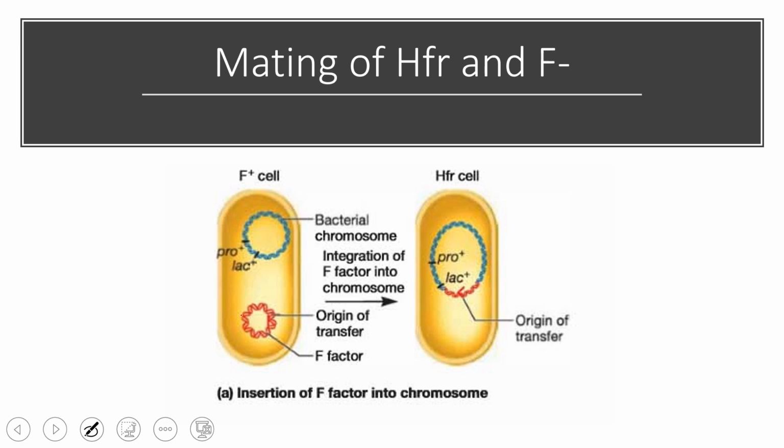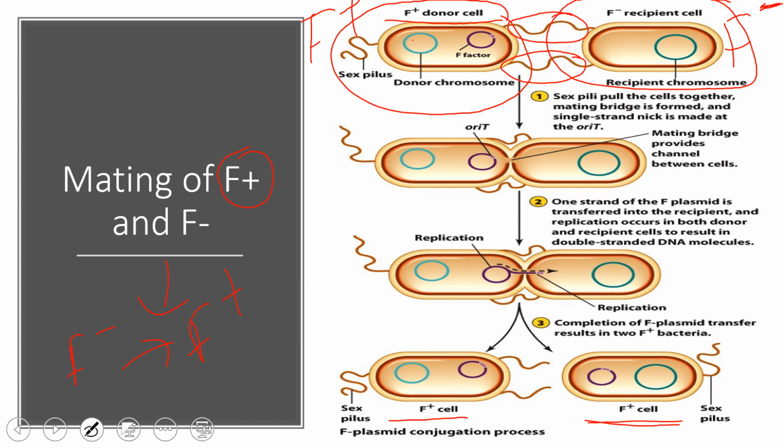Next is the mating of HFR and F minus. As we know, HFR stands for high frequency recombinant. In the F plus and F minus mating, there is not much recombination. The recombination is very small, around 10 to the power 3 to 10 to the power 4 per bacterial cell.